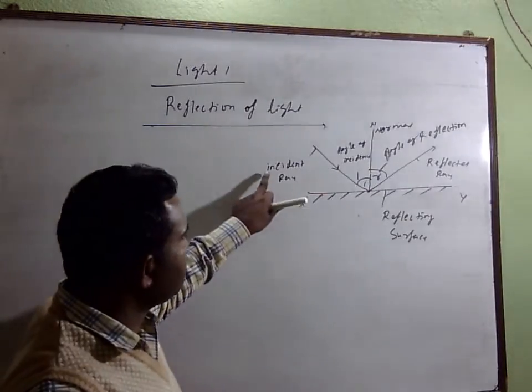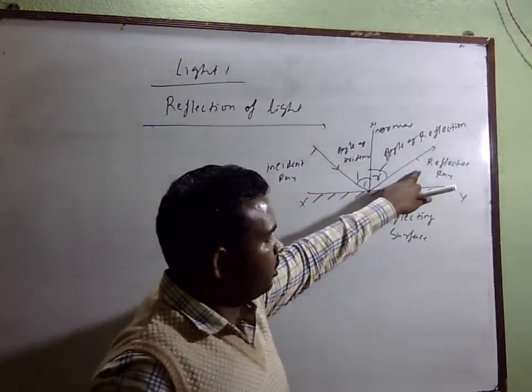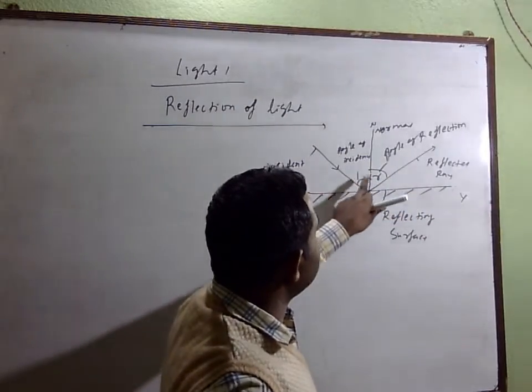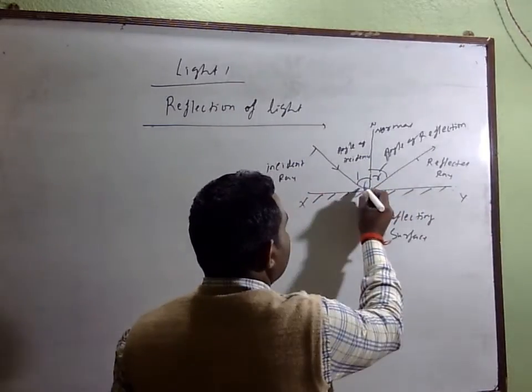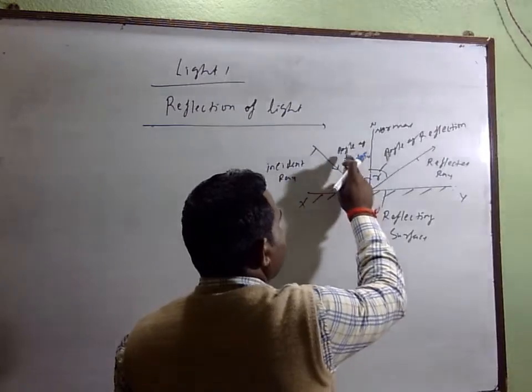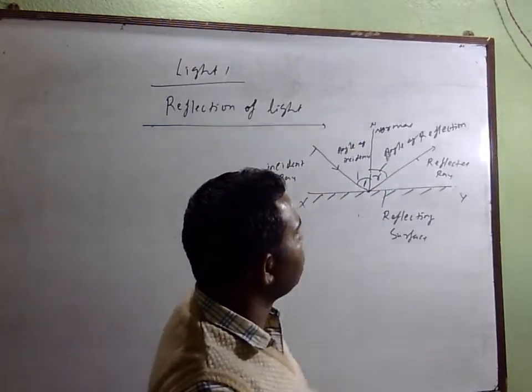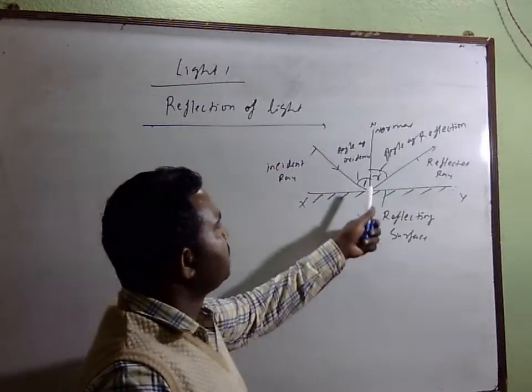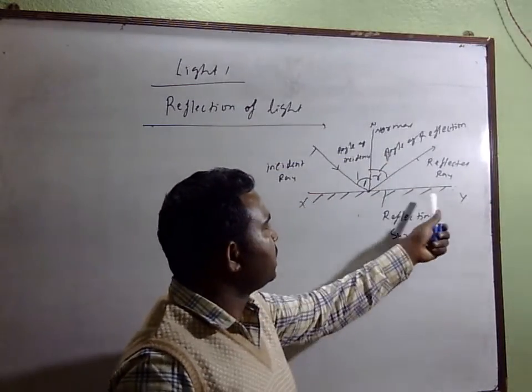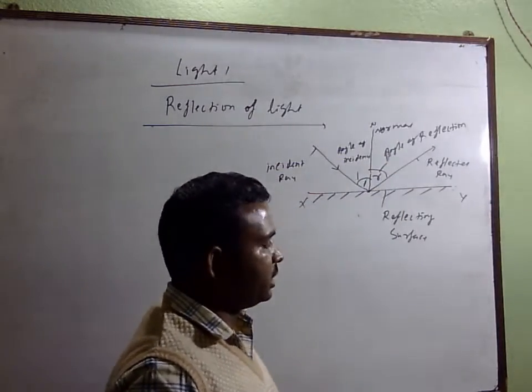I have written here incident ray. This is the reflected ray. Here I have written this angle as a small i, the angle of incidence. Here I have written a small r, that is called the angle of reflection. This is the normal. And this line, XY, is called the reflecting surface.